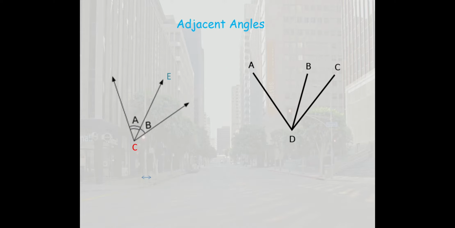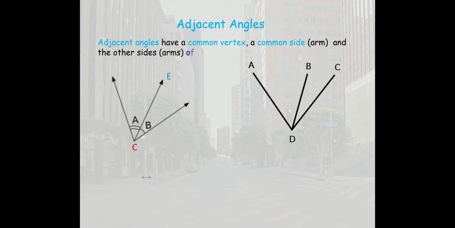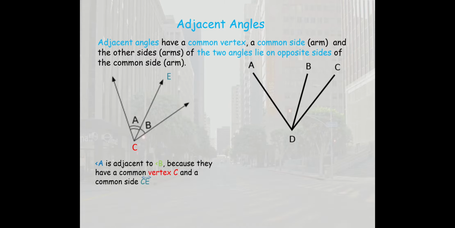What are adjacent angles? Now if you look at the example on the left, adjacent angles have a common vertex, a common side or arm, and the other sides or arms of the two angles lie on opposite sides of the common side. So now we will look at the example on the left side.